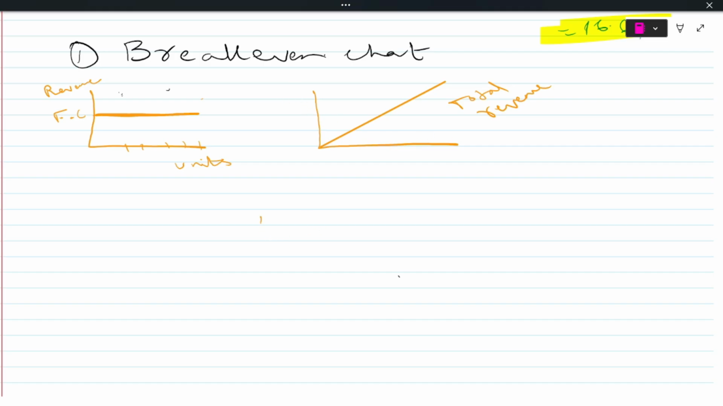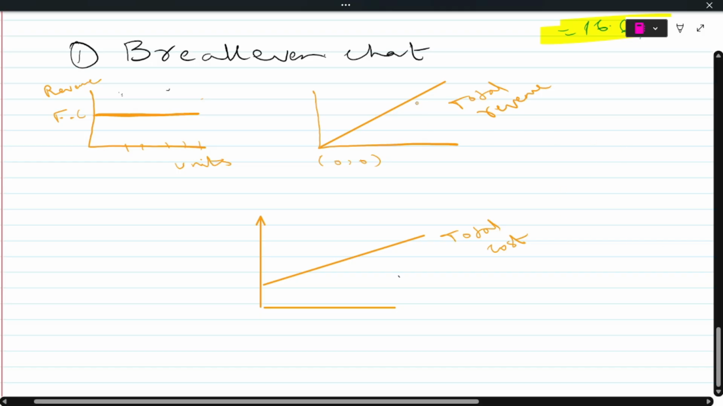The third and the last line on your break-even chart is your total cost line, and it looks like this. But remember that it does not start from the origin. The total revenue starts from the origin, which is 0,0, but the total cost line does not start from the origin. So where does it start from then? That is something I'll explain through a practical question, so don't worry.